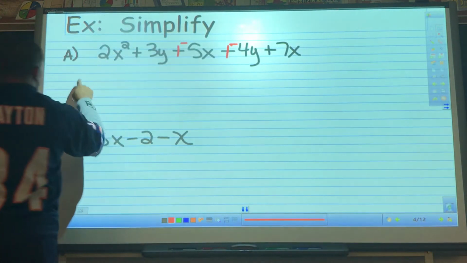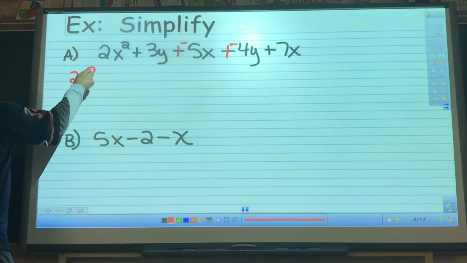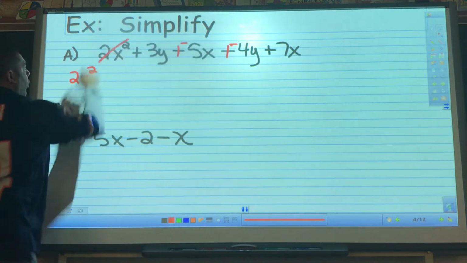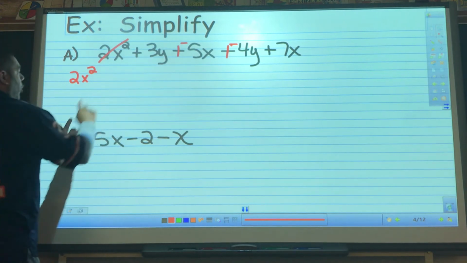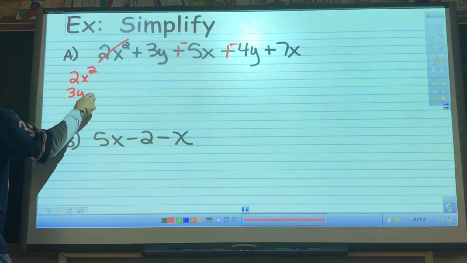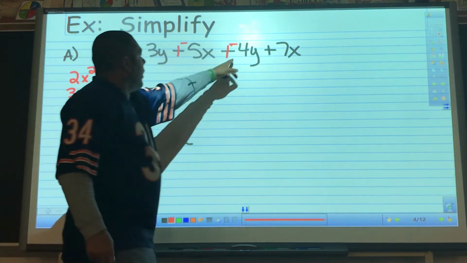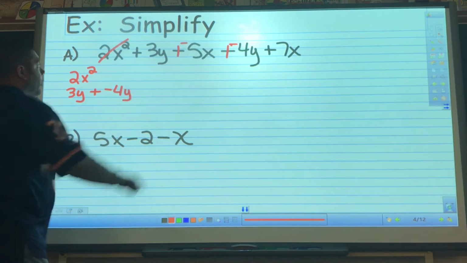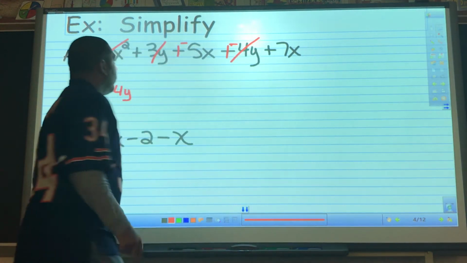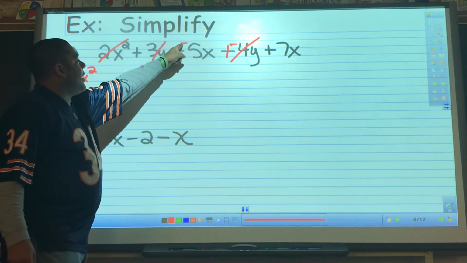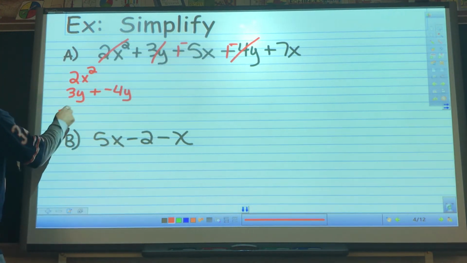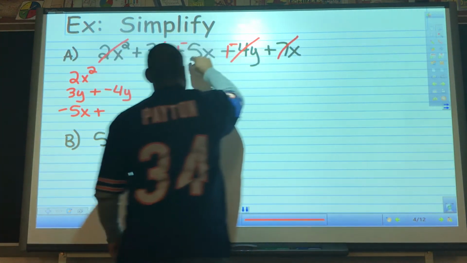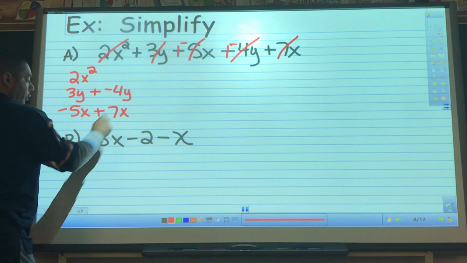And we start off, we have a 2x squared. And I'm going to look for any other x squareds in this problem. There's no other x squared, so that's the only one of its kind. I go to my 3y, that's a positive 3y. I'm going to look for any other y's, and I have a negative 4y. So I'm going to add those two together. Cross them off as I go. My next one, this is a negative 5x. And I also have a positive 7x that I'm going to add together.